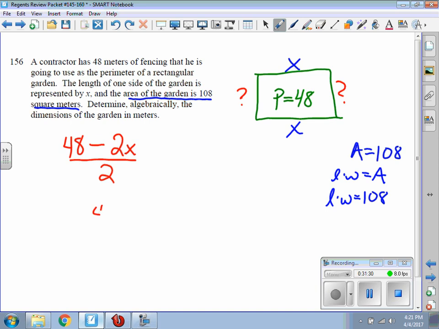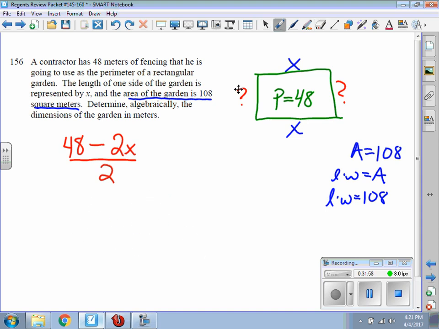Like, imagine if you had 48 and you knew that the length of the side was like 5. You'd say, okay, 48 minus 10 would be 38, but that's the length of the two other sides, so I divide it by 2 to figure out what is that question mark. That's what's going on here, but with an x in place of the 5, because we don't know what it actually is. We'll figure that out later.